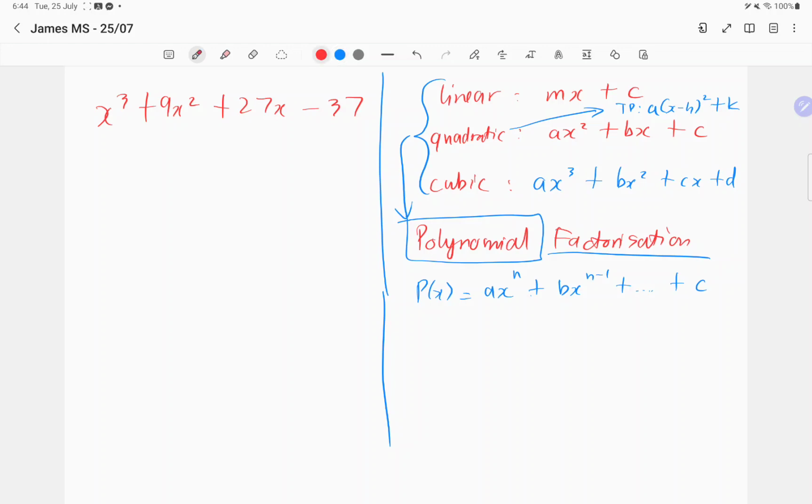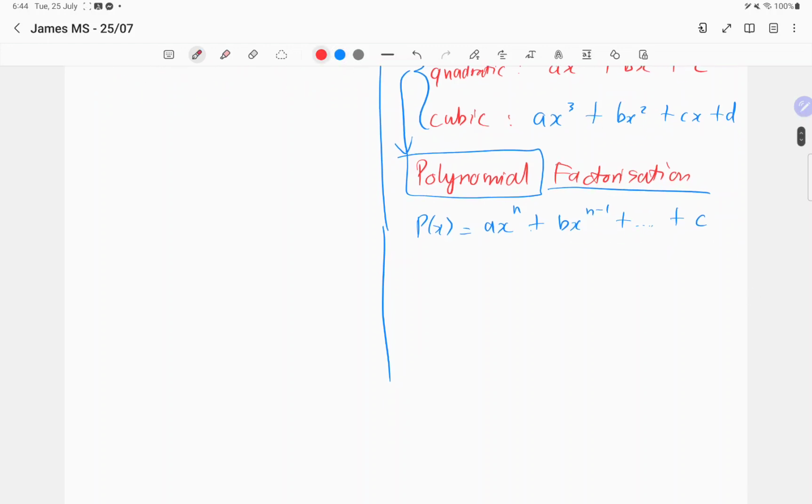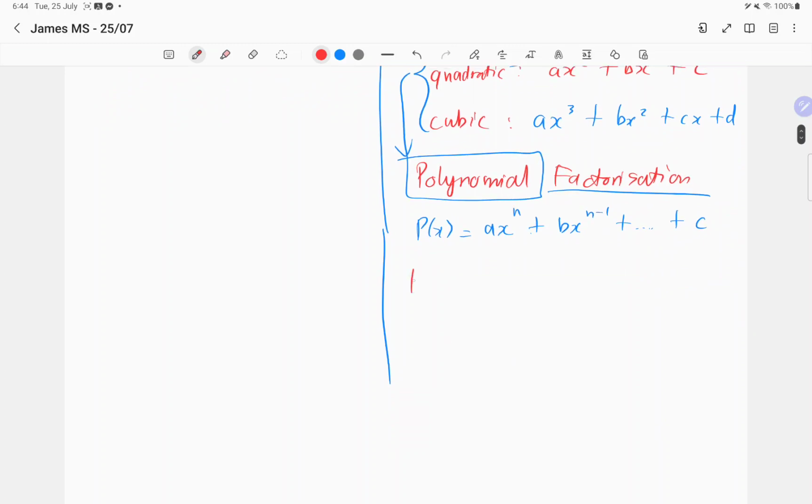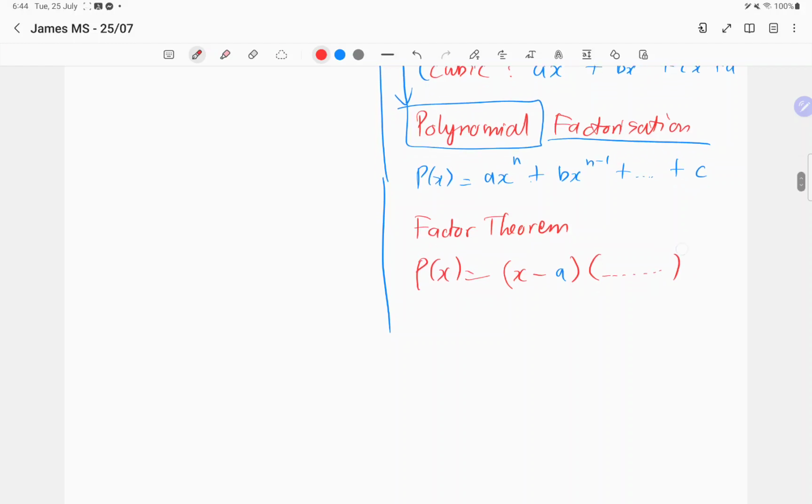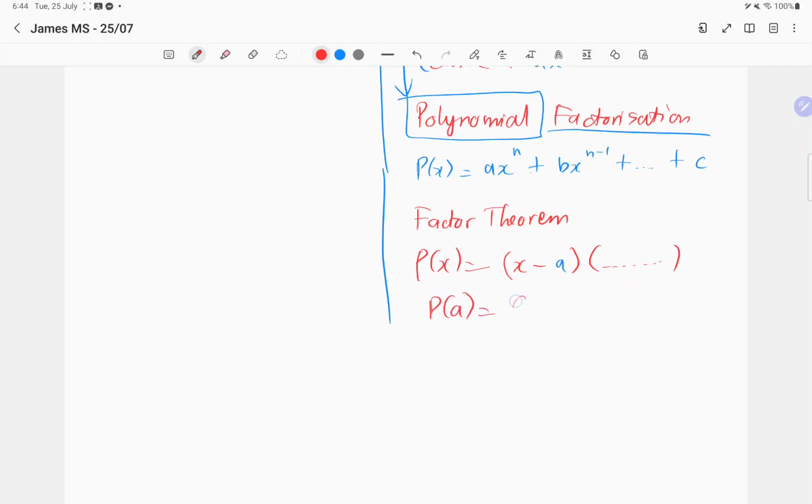But for now, I'll do polynomial factorization. Now the idea is this: it is based on the factor theorem. So what's the factor theorem? Let's say the polynomial p of x is equal to x minus some value a, times some other thing. So assume that p of x is factorizable. Does it make sense so far? Yeah. Then does it make sense that p of a must be 0?